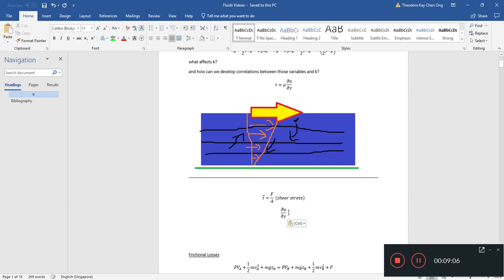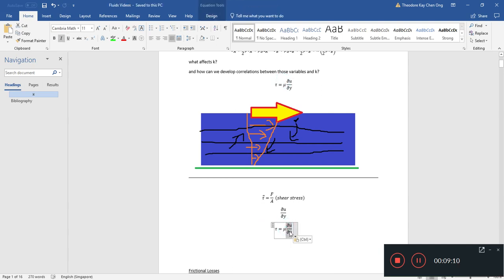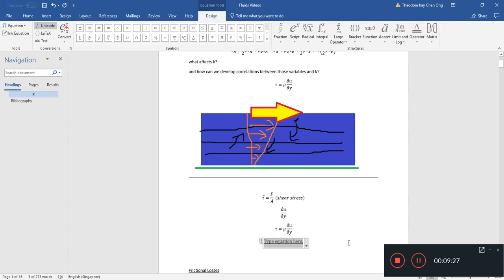So if this goes down, if this is lower, then this will be higher. This mu will be higher for the same shear stress, and this mu is the constant of proportionality. We call it viscosity. Okay, mu equals viscosity.